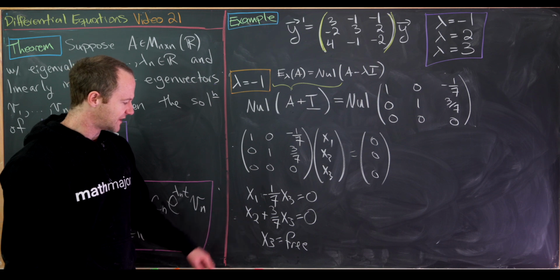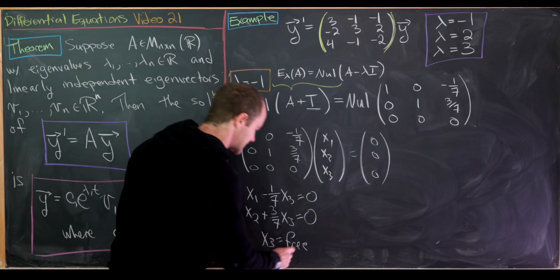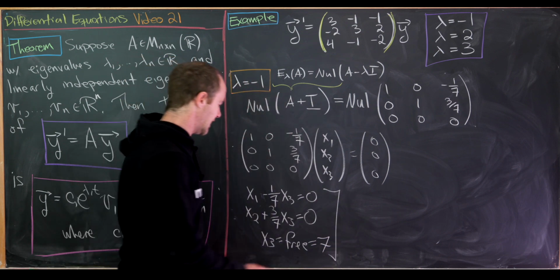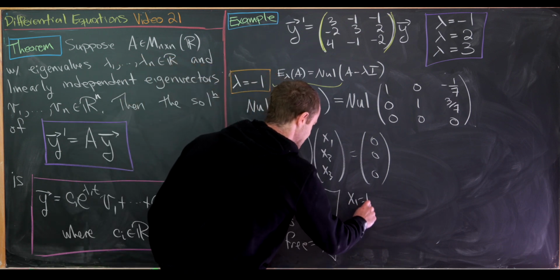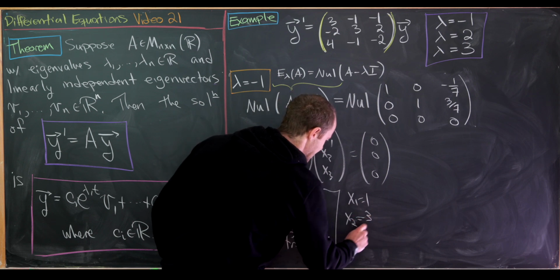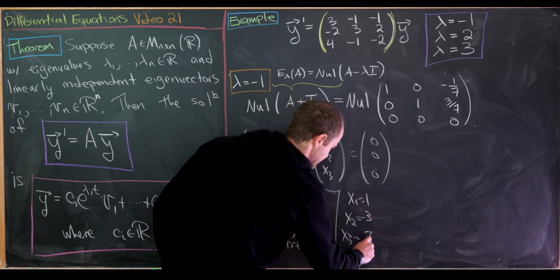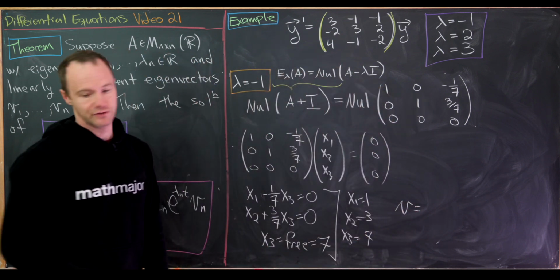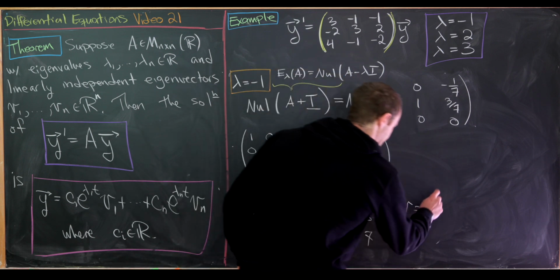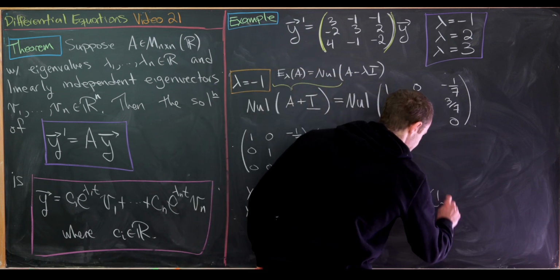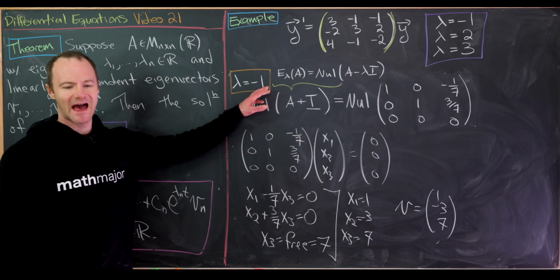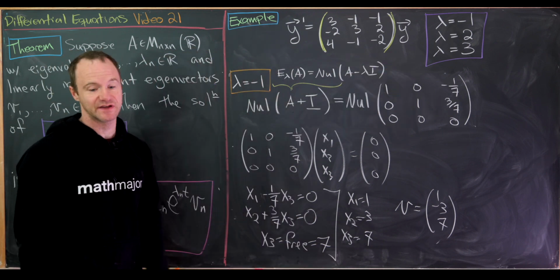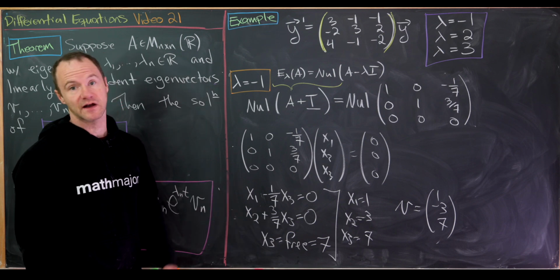So maybe the logical thing to do would be to take x3 to be equal to 7, since it's a free variable. And what we'll see is that means x1 is equal to 1, x2 is equal to negative 3, and then x3 is equal to 7, meaning the eigenvector going along with this eigenvalue of negative 1 is in fact equal to 1, negative 3, 7. So let's gather that up here, and then we'll skip the calculation for the rest of them as it's essentially the same and write down our final answer.